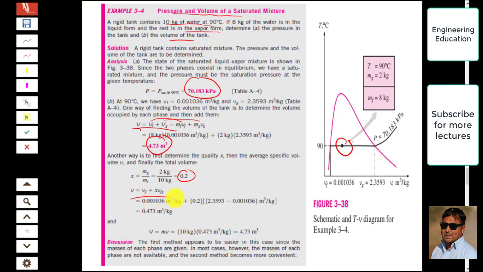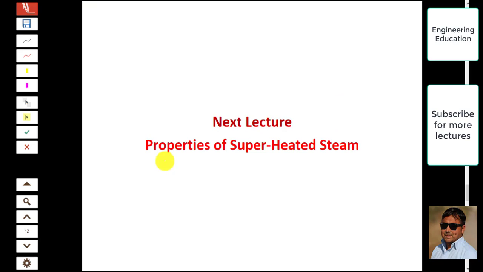Vf value is 0.001036 cubic meter per kilogram, and the value of x is 0.2, while Vfg is the difference of Vg and Vf. This is Vg and this is Vf. So again we have the same value, that is 4.73, multiplying mass with the specific volume, we get the value 4.73 cubic meter, which is same as calculated above in this expression.